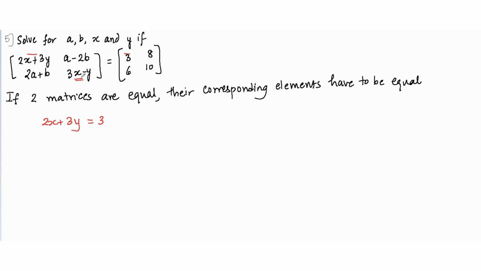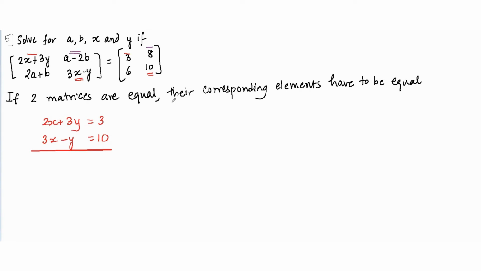Now why am I picking this particular equation? Because I noticed that my first equation is in terms of x and y. So I started looking for another equation which is in terms of x and y. I noticed that I have 3x minus y, which is the second row, second column element, that should be equal to 10. So now if I solve these two equations simultaneously, I should be able to find the value of x and y.